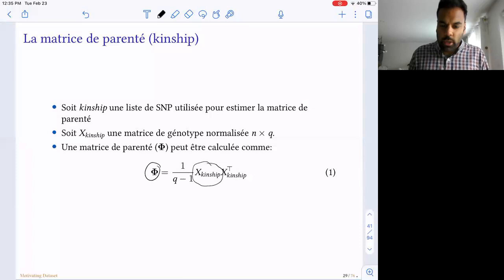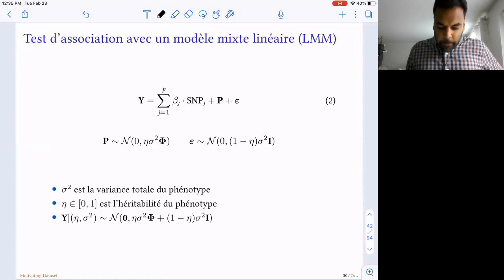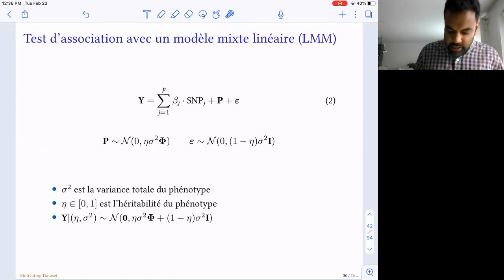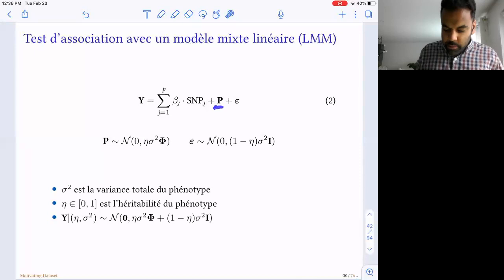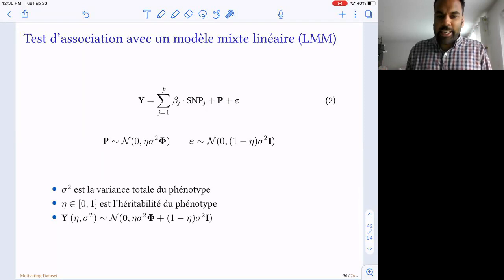So what we might do to run some sort of association test is fit a linear mixed model. What we have here is the polygenic term, some sort of weighted average of each of the SNPs. Then we have the polygenic random effect, and then we have this error term. So this is a classic mixed model. There's nothing specific to genetics here. The only thing that comes into play is the high dimensional aspect of the data set.